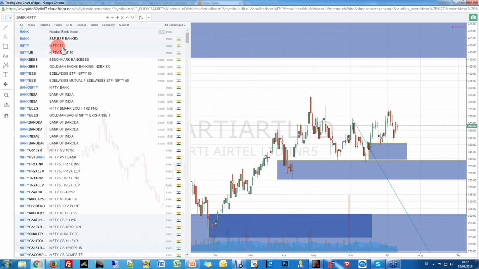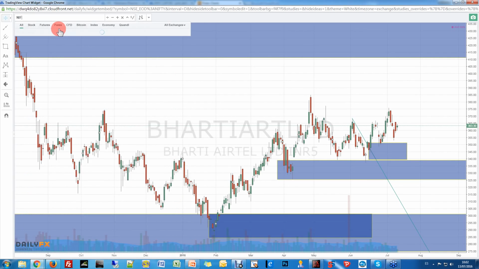Bank Nifty, Nifty Bank. Which bank? No, where is it? Nifty Bank. Which is the ticker? Nifty Bank. Well, let's do. Well, I will look for it later.